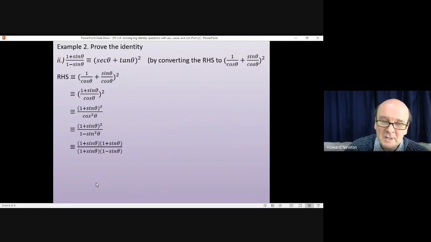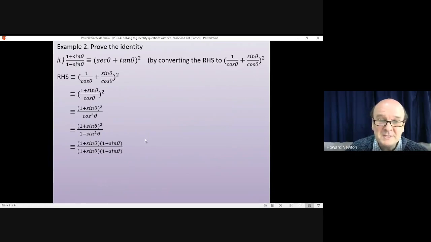Now it is only at this point that it becomes clear that this was a fruitful approach to this identity. Because at this point I can cancel the 2 1 plus sine thetas. That'll leave me with 1 plus sine theta divided by 1 minus sine theta. And that is what I wanted to get. That's the left-hand side of the identity that I was trying to get.